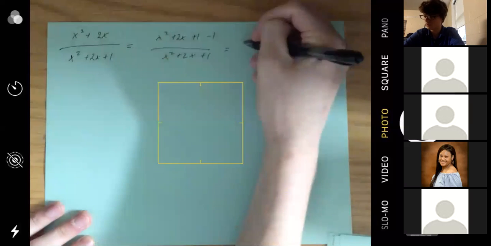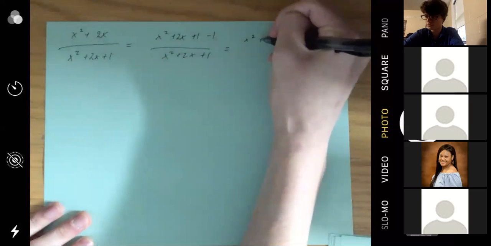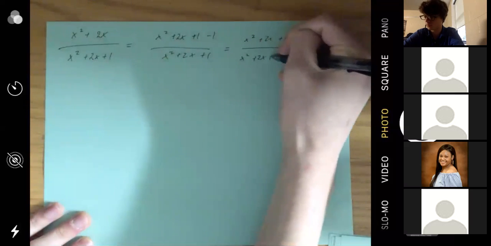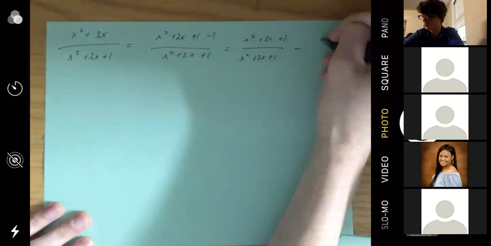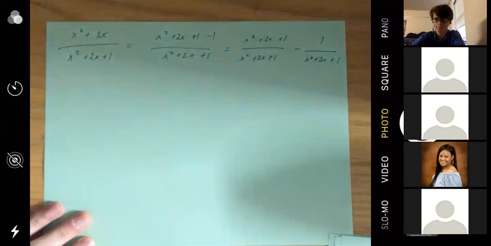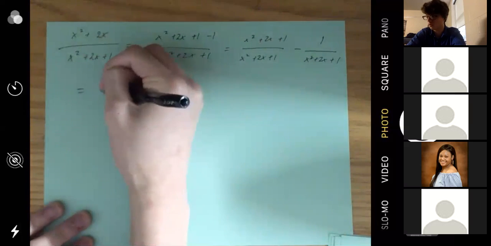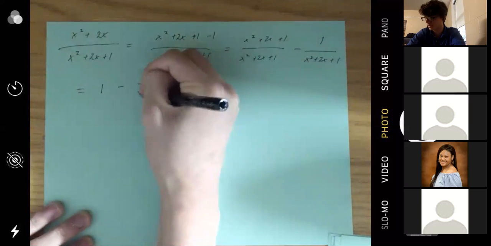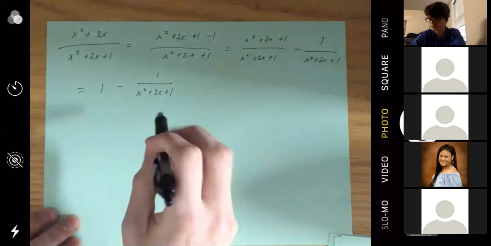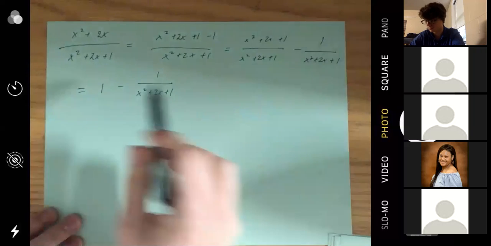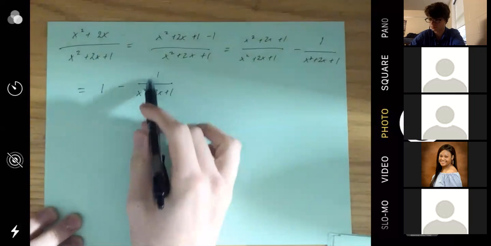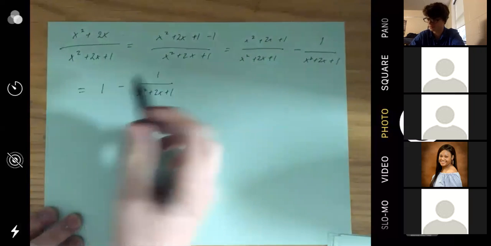And then this is equal to x squared plus 2x plus 1 over x squared plus 2x plus 1 minus 1 over x squared plus 2x plus 1, which is equal to 1 minus 1 over x squared plus 2x plus 1. I think this is easier than polynomial long division in some instances, as you can see, because this is the result you would have gotten. You would have gotten a remainder of 1, which is equivalent to putting 1 over this fraction. And then you get 1 minus this.